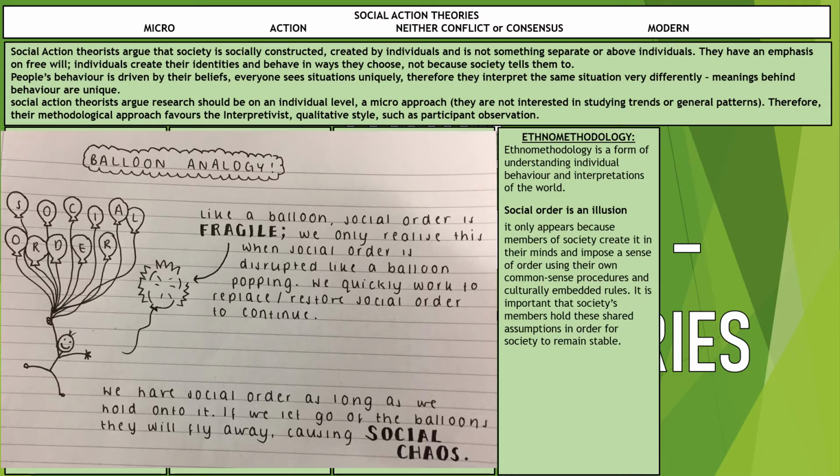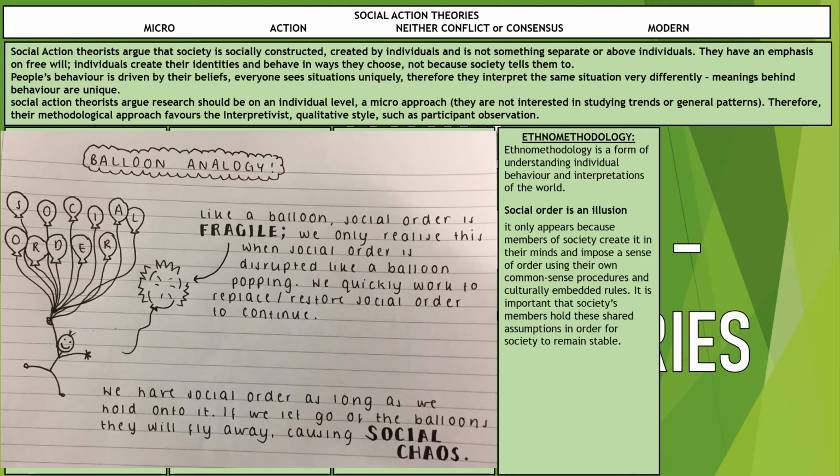So I always think about social order as a bunch of balloons we're carrying around. And we're not aware of them. We believe they're there. They don't really have much impact. There's not much force behind them. And they're very fragile, like social order. And then once a balloon pops, that's when we realise how fragile social order or the balloons are, and we quickly act to restore it. If all the balloons were to pop, that would lead to social chaos.